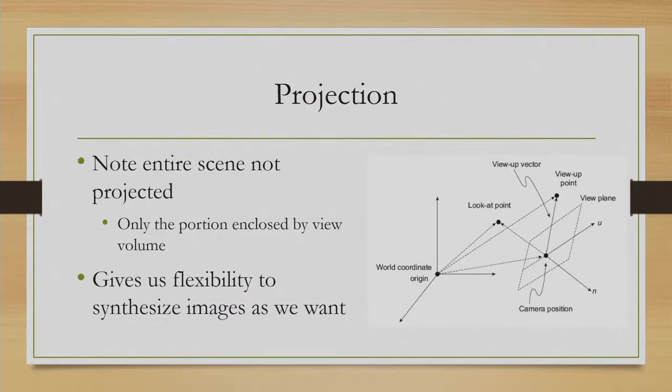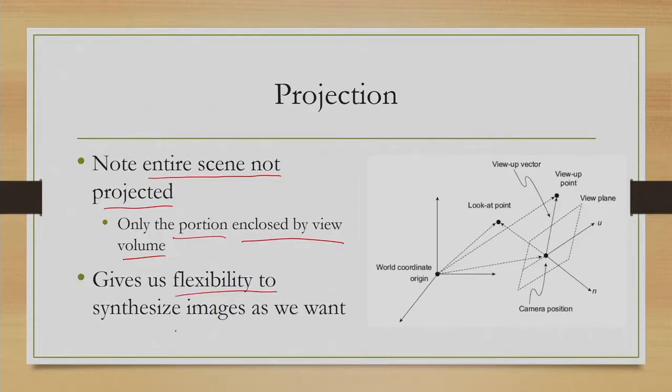So, the point to be noted here is that the entire scene is not projected. Instead, only a portion enclosed by the view volume is projected. So, in this way, by controlling the view volume, we can control the amount of scene that we want to display on the screen. So, this gives us some flexibility in synthesizing the images. By increasing the volume, we can show a larger image. By reducing the volume, we can show smaller images.